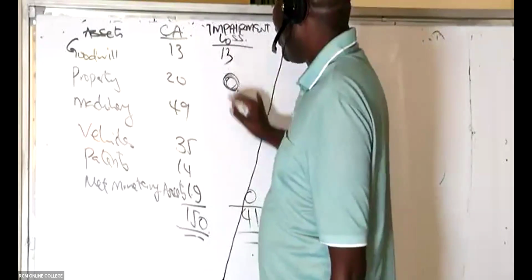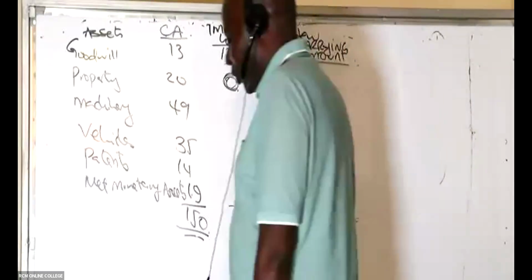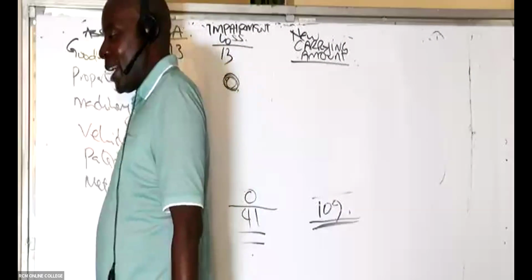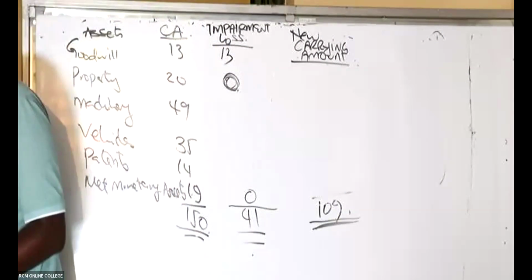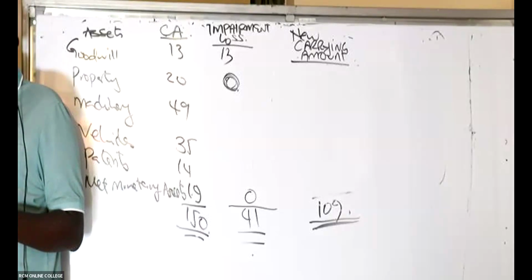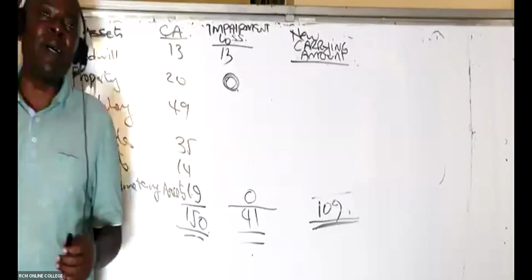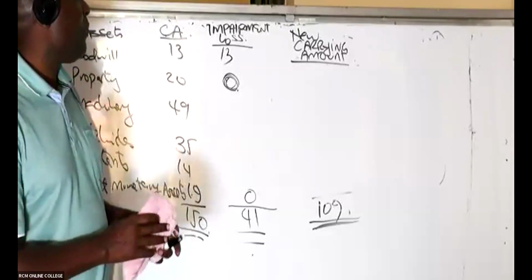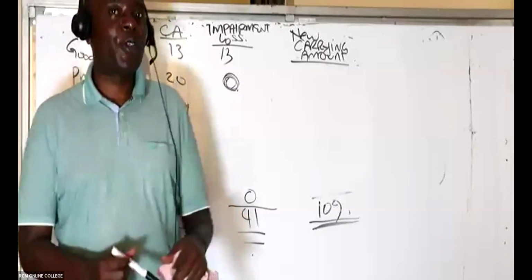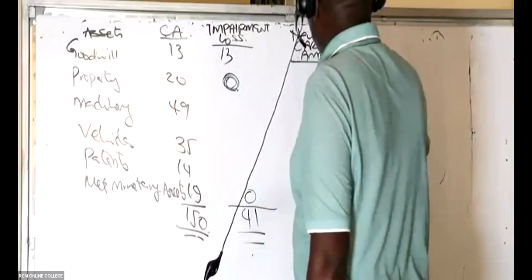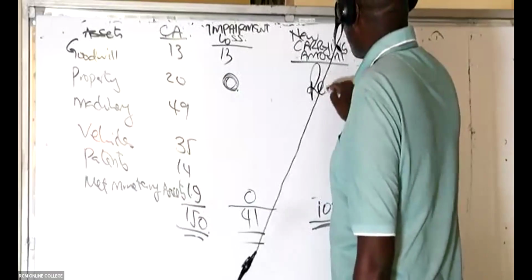Then what do we do with these other assets? Now it is the concept of proportionate. You share the remaining impairment loss proportionately. So come and give us the remaining impairment loss.